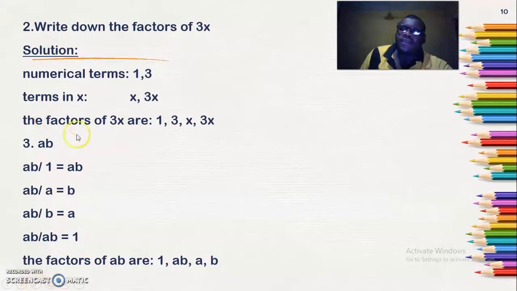Then the factors of ab. ab divided by 1 gives us ab. ab divided by a gives us b. ab divided by b gives us a. ab divided by ab gives us 1. So therefore the factors of ab are 1, ab, a, and b.